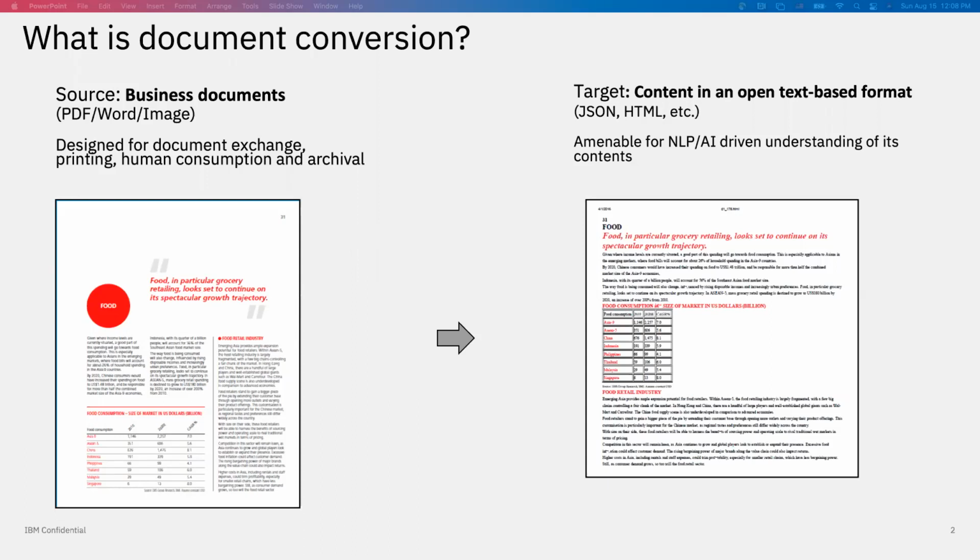So for document understanding, the sources are business documents, like PDF, Word, and images. Those are files that are not directly, easily digestible by downstream applications. The goal of document conversion is to convert that content into an open text-based format such as JSON or HTML. Then it is much more easily understandable by downstream NLP and AI applications.